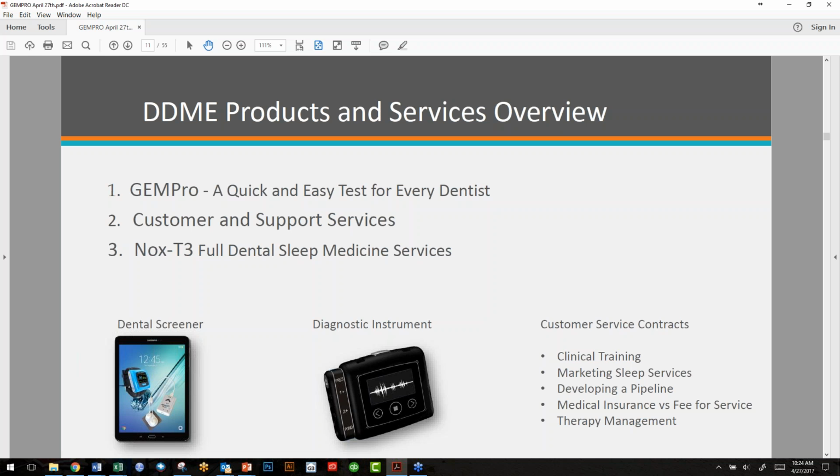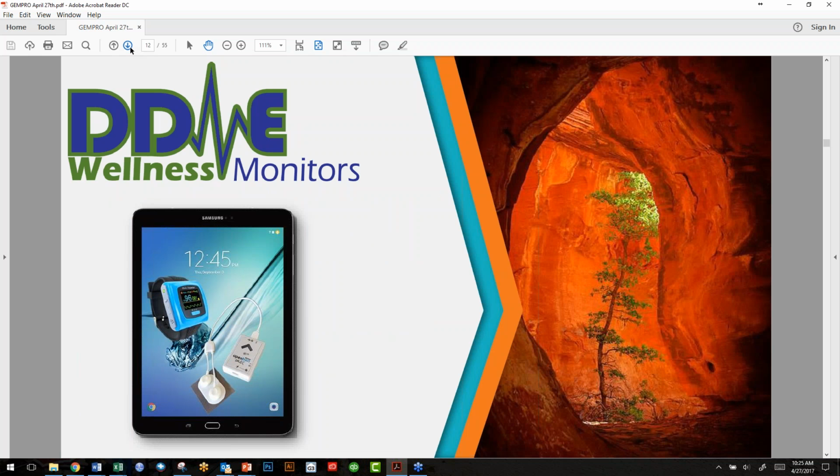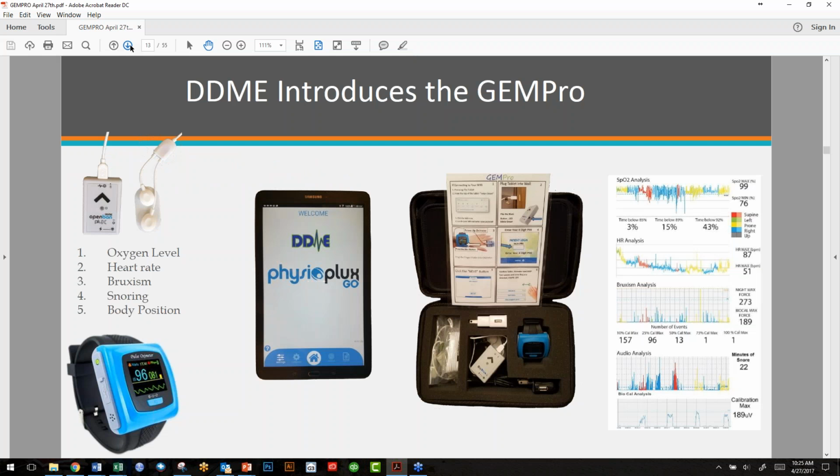And then, you know, we do use a very, very nice full diagnostic instrument. It's in my opinion the best in the market. Okay. All right. So now what I'm going to do is spend a couple minutes on training you on how the GEMPro works. There's 5 channels that we record: oxygen, heart rate, bruxism, snoring, and all those by body position.